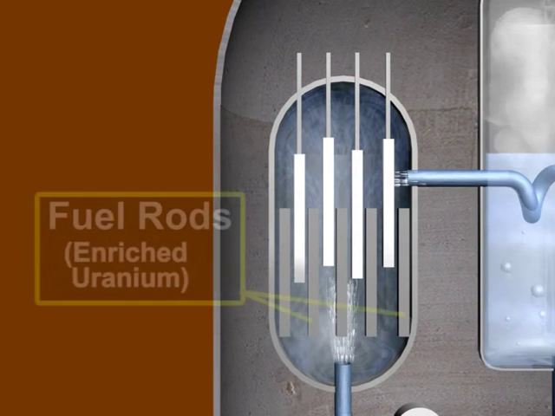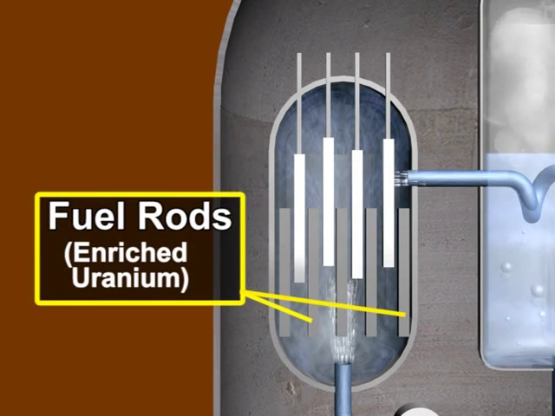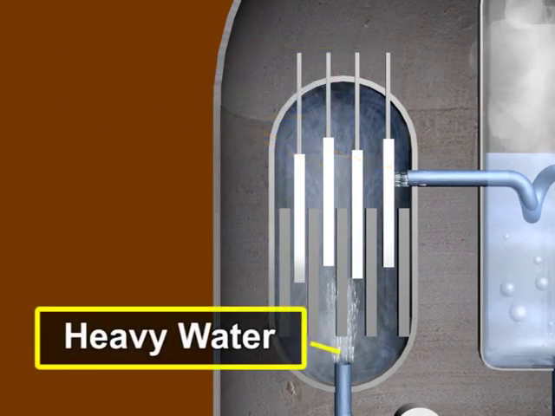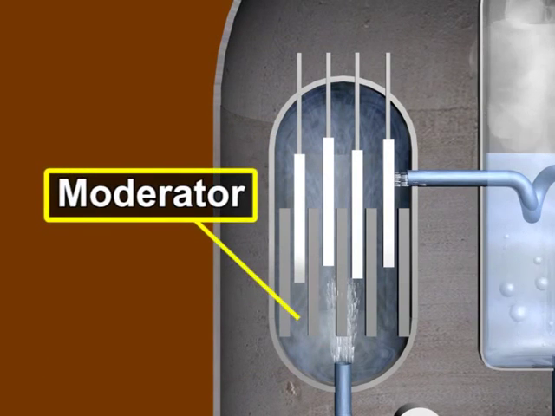These are the fuel rods, made of enriched uranium, which are alternated by the control rods, made up of boron or cadmium. The fuel rods and the control rods are surrounded by heavy water that serves as the moderator.